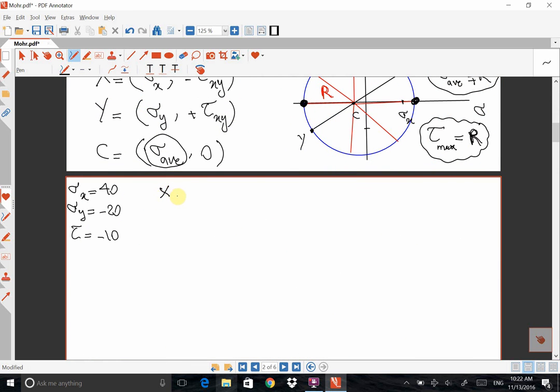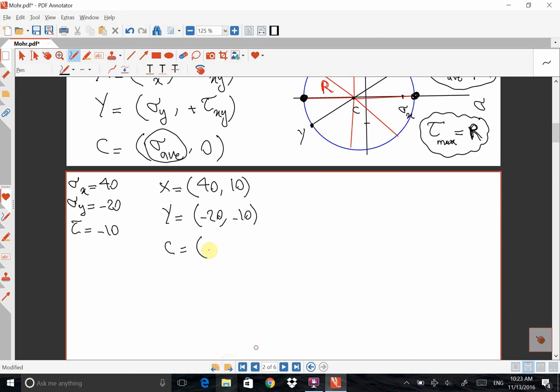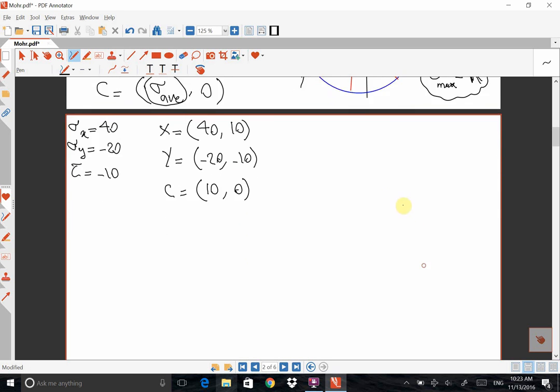First, I need to find point X. Point X is the first normal stress, 40, and shear stress minus 10. Point Y is the other normal stress, minus 20, and shear stress 10. And point C is the average stress, 40 plus minus 20 divided by 2. So the average of these two will be 10 and 0.